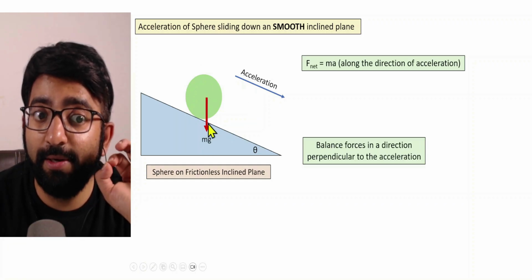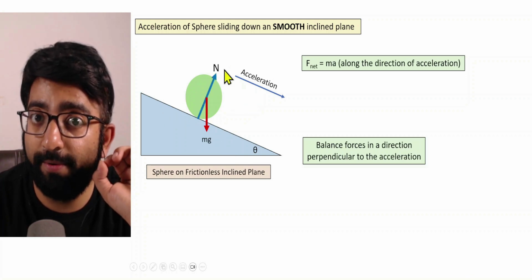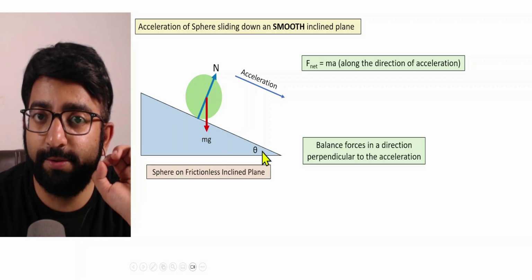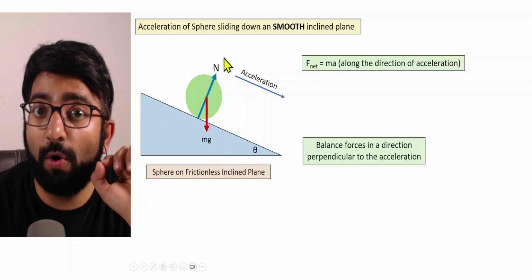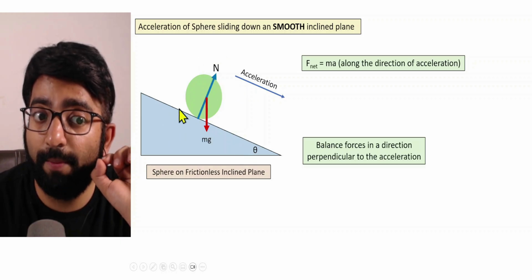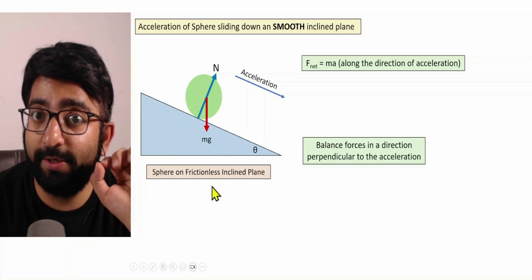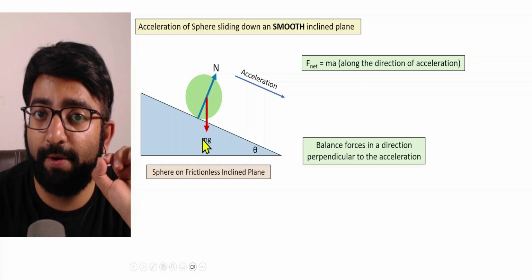And now the sphere is in contact with a surface, which means it is going to experience a normal reaction. And this normal reaction is perpendicular to the contact surface. Normal reaction is nothing but a force which is provided by the surface on the object, and it always acts perpendicular to the surface. And since the inclined plane doesn't have any friction, friction is 0. Hence, these are the only two forces acting on the sphere.